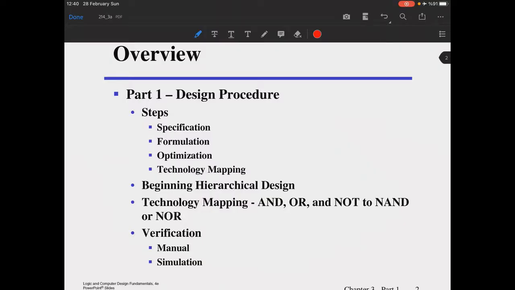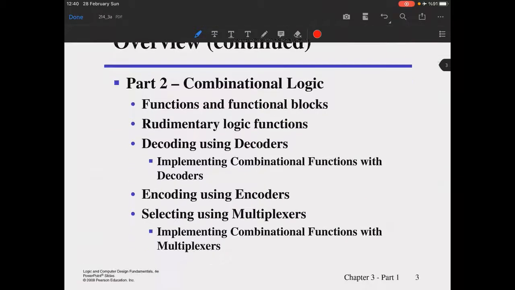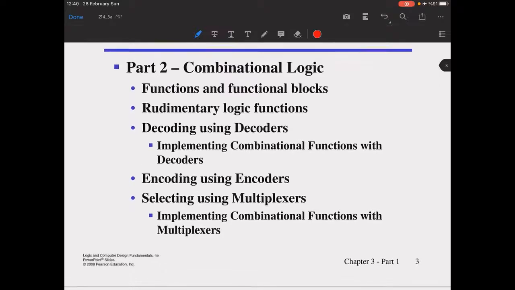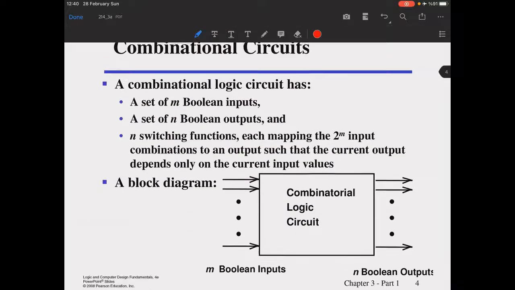Then we will talk about the hierarchical design, and then we will go in detail about the technology mapping, where we talk about NAND NOR mapping, and finally we will conclude with the verification, where we have manual or simulation approach for circuit verification. The second part will be covered in the next session.